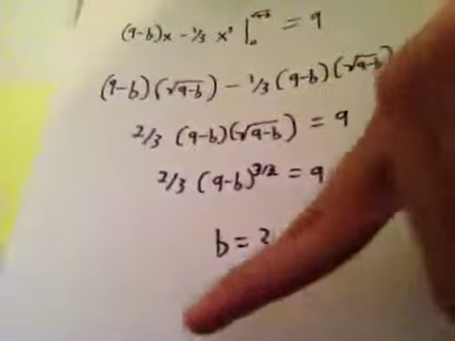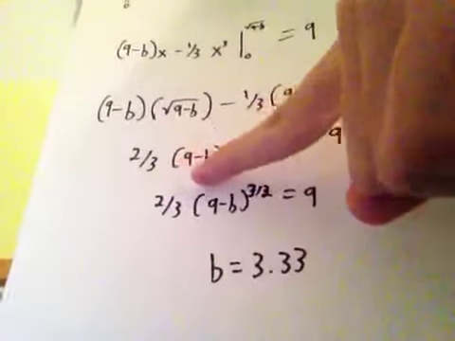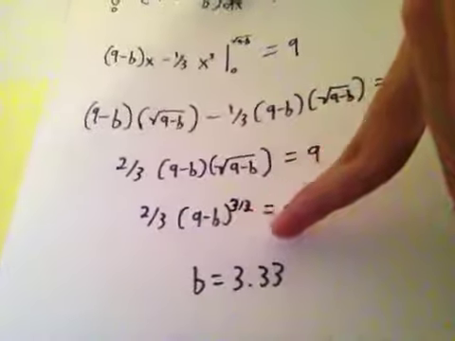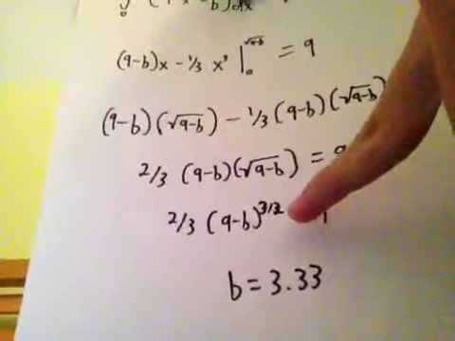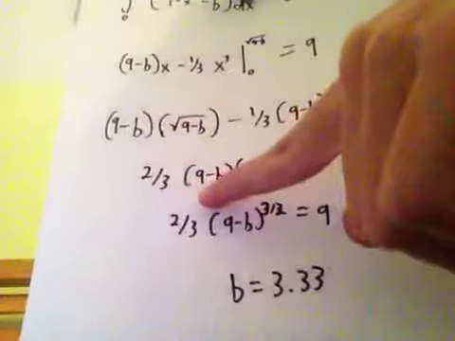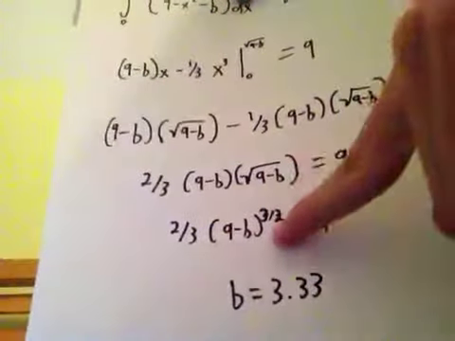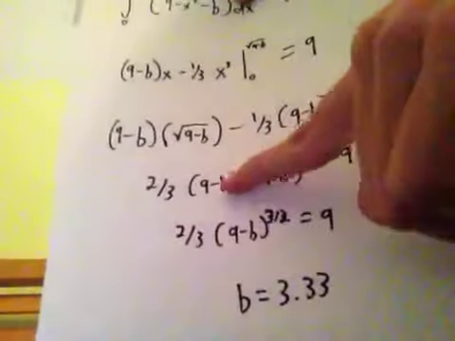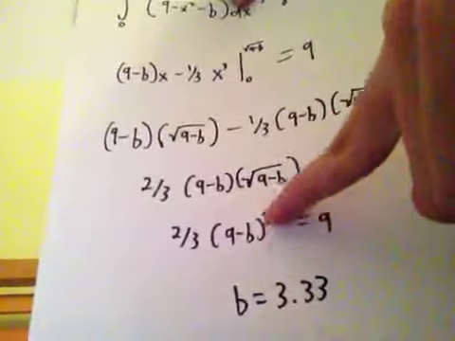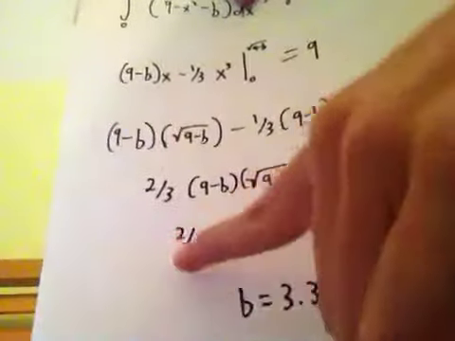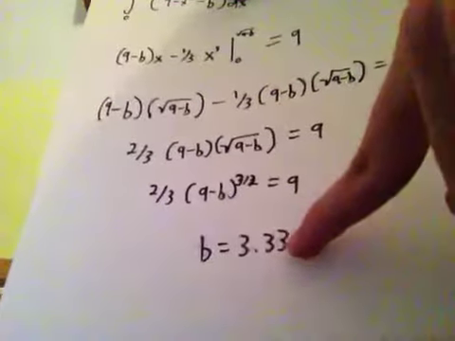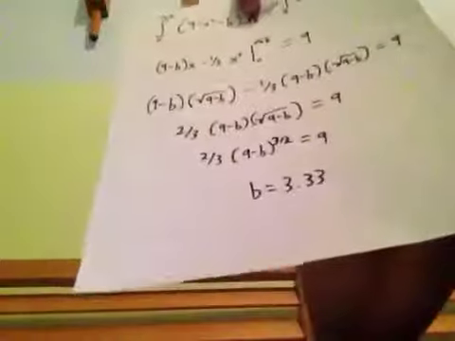The next part, you just have to know that 9 minus b times the square root of 9 minus b is the same thing as saying 9 minus b to the 3/2. That's just because if you square, you can just see the exponent right here. The 3/2 gives you this. So that's where the power of 3/2 comes from. So 2/3 times 9 minus b to the 3/2 equals 9. That 9 came all the way down. And then you just solve for b, and b equals 3.33.